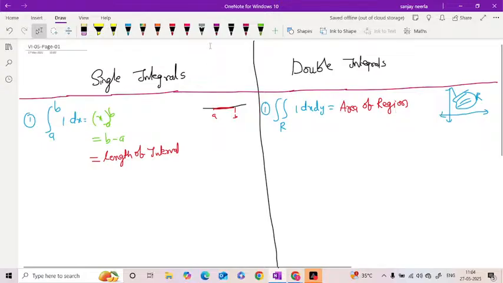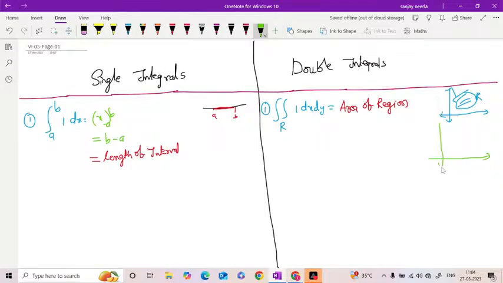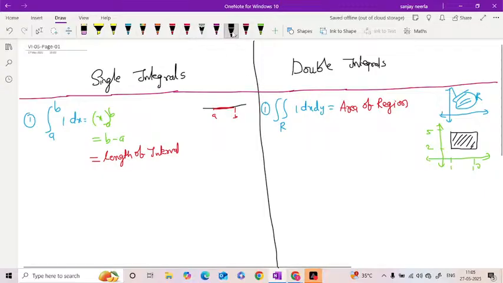I think we have seen one simple example in the previous class, but again I will do one example. Suppose x from 1 to 10 and y from 2 to 5. So I am taking a rectangular region. Geometrically, what is the length? Length is 9 and height is 3. The area of the region is 3 into 9. So 27 is the area.